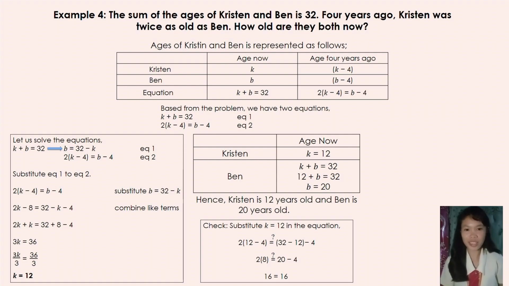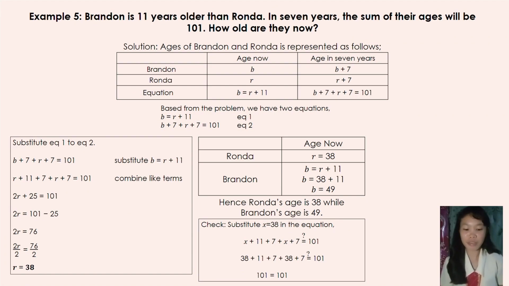Okay, let us move to the last example. Example number 5. Brandon is 11 years older than Rhonda. In 7 years, the sum of their ages will be 101. So how old are they now?